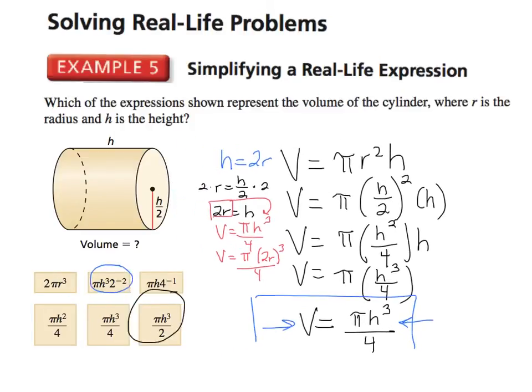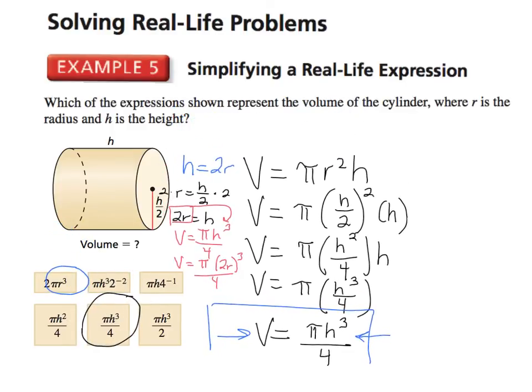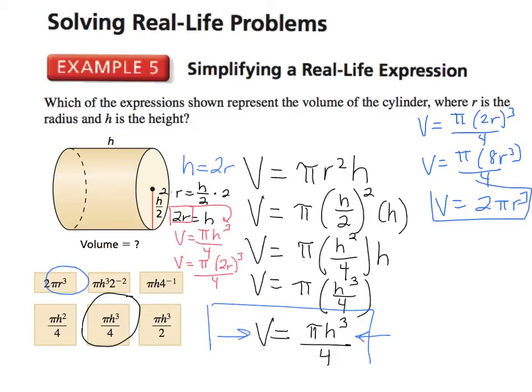I'm going to simplify this and give myself some more room. So if I simplify that, pi times 2r to the 3rd divided by 4, well, that would give me pi times 8r to the 3rd divided by 4, which if I simplify 8 divided by 4, that would give me 2 pi r to the 3rd. So notice that is also an acceptable answer.